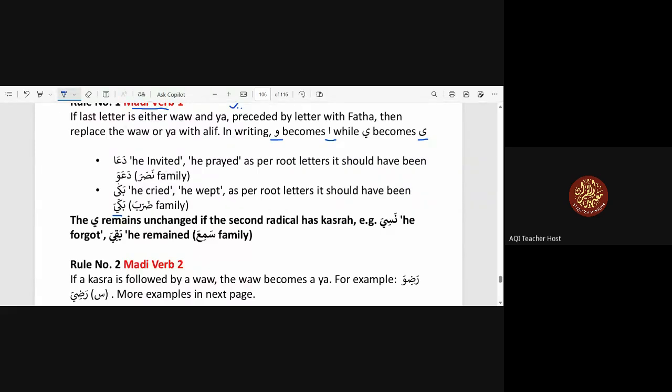So in this example, the ya remains unchanged if the second radical has kasra. In this example here, nasiya, we can see the second radical has kasra. So this ya will remain as it is. It's not going to change.